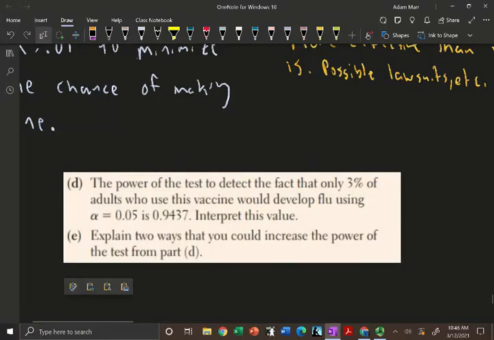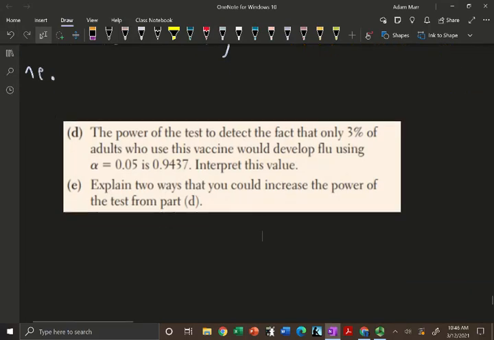The power of this test to detect the fact that only 3% of adults who use the vaccine would develop the flu, using alpha equals 0.05, is 0.9437. Interpret this value. Here's how we interpret power. Right here, P actually equals 0.03. The power is the probability that you'll find convincing evidence for the alternative, given that some value of the alternative is actually true.